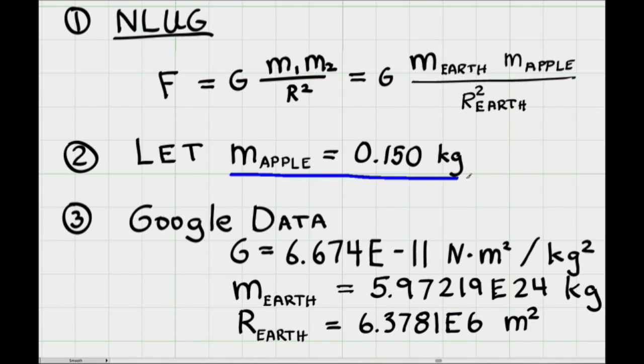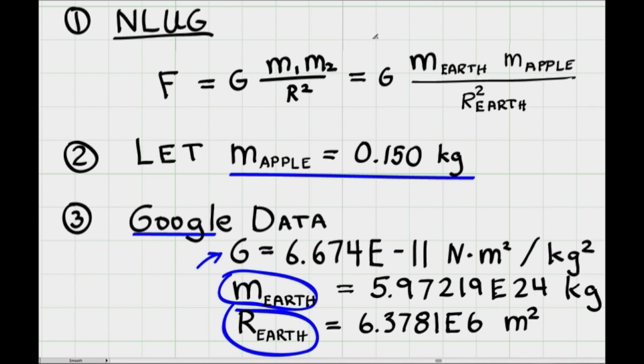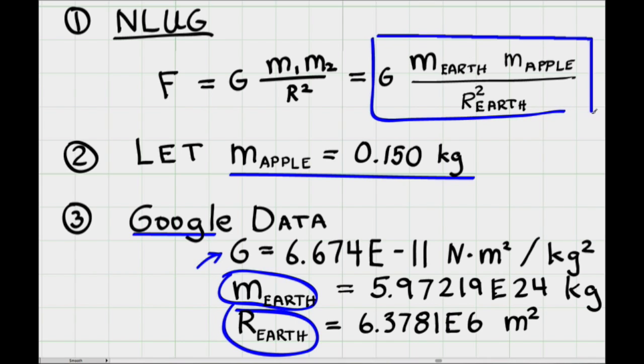Assume the mass of the apple is 150 grams. Then use Google to look up data. We can find the value of the gravitational constant. The mass of the Earth is given here. The radius of the Earth is given here. And now we have all the information we need to plug numbers into this equation.